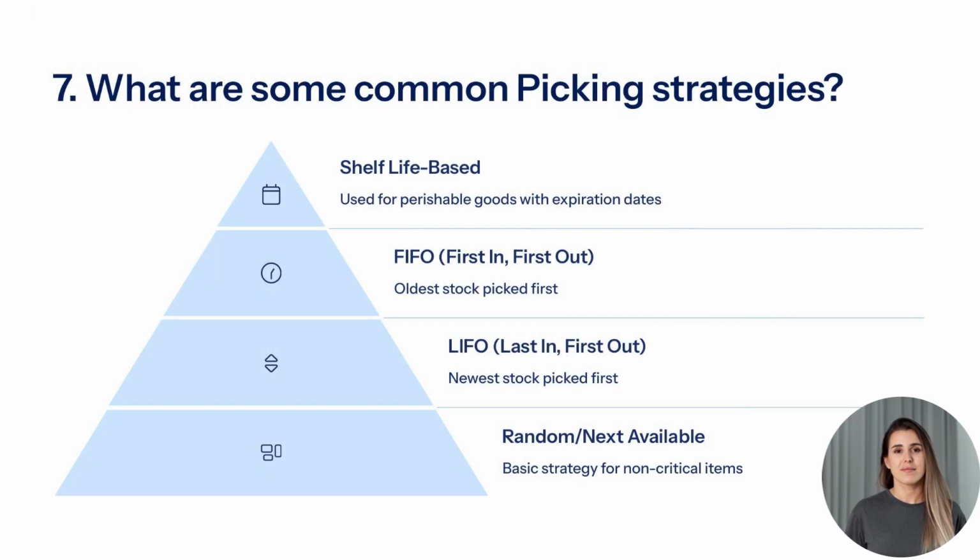7. What are some common picking strategies? Let me break this down step by step. Picking strategies define how goods are retrieved for outbound deliveries. Some common ones I've worked with are FIFO, first in first out, LIFO, last in first out, and shelf life expiry. For perishables, I always use FIFO or shelf life based picking.